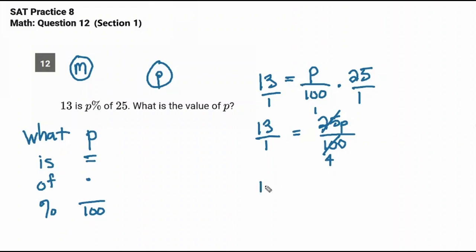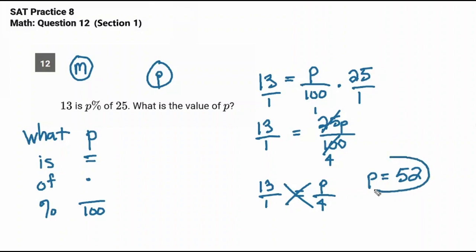And now I just got a nice clean cross multiplication. Boom, boom. P equals 13 times 4. Do not be ashamed to use your calculator. It's 52. And that's the answer. You get this question right very easily, and you move on.